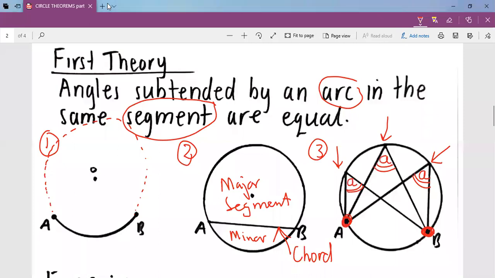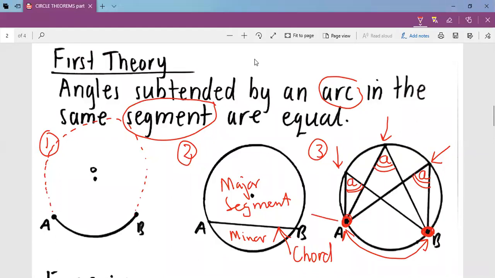There you are. So all these 3 angles will be equal because they are formed by point A and B. Now, back to the law. The law said angles subtended by an arc. Here, if you check properly, A and B is our arc. And the law says angles subtended by an arc in the same segment.